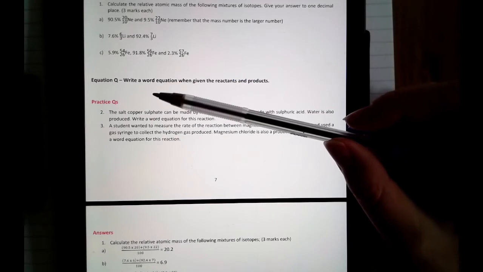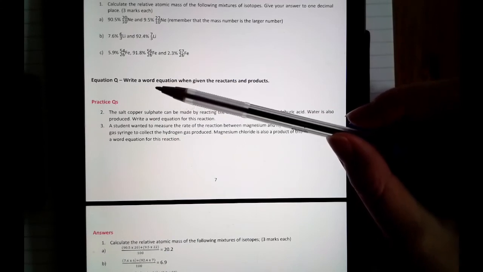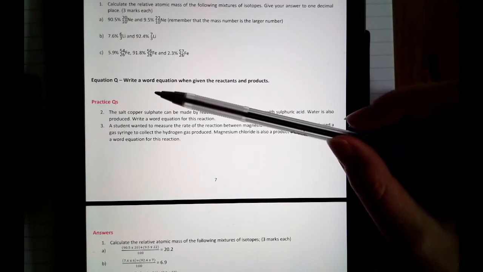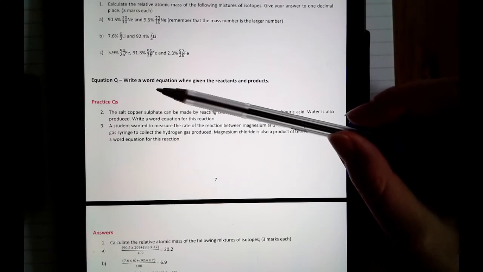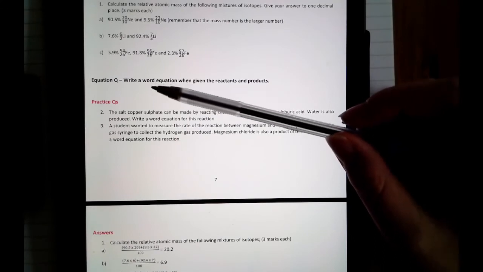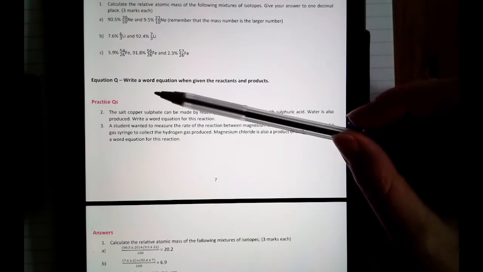In the exam that I just marked, every time you were asked for a word equation, a lot of you wrote symbol equations instead. That is much harder. Unless you get the symbol equation absolutely spot on, you're not going to get any of the marks. So if you're asked for a word equation, just write a word equation.